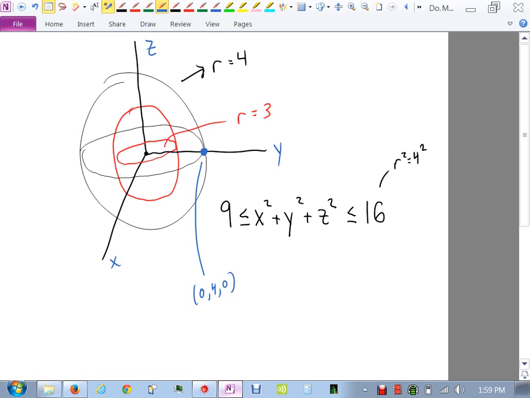Now, if I pick the one on the inside of the coconut, that would give me 0, 3, 0. And that would also satisfy this, wouldn't it? Now, what if I try the origin? Wouldn't work. 0, 0, 0 doesn't satisfy that inequality. So the inequality creates the solid. Instead of just a shell of a sphere, it gives us the solid going in. So we can work with inequalities and mess around with them pretty well.